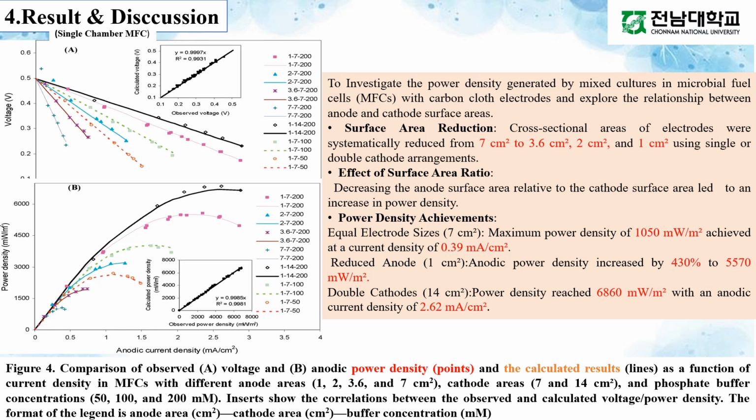To explore the power density generated by the mixed culture using carbon cloth electrodes and the relationship between the anode and cathode surface areas, the cross-sectional areas were systematically decreased from 7 to 3.6, 2, and 1 centimeter square using single or double cathode arrangements. Decreasing the anode surface area relative to the cathode surface area increased the power density.